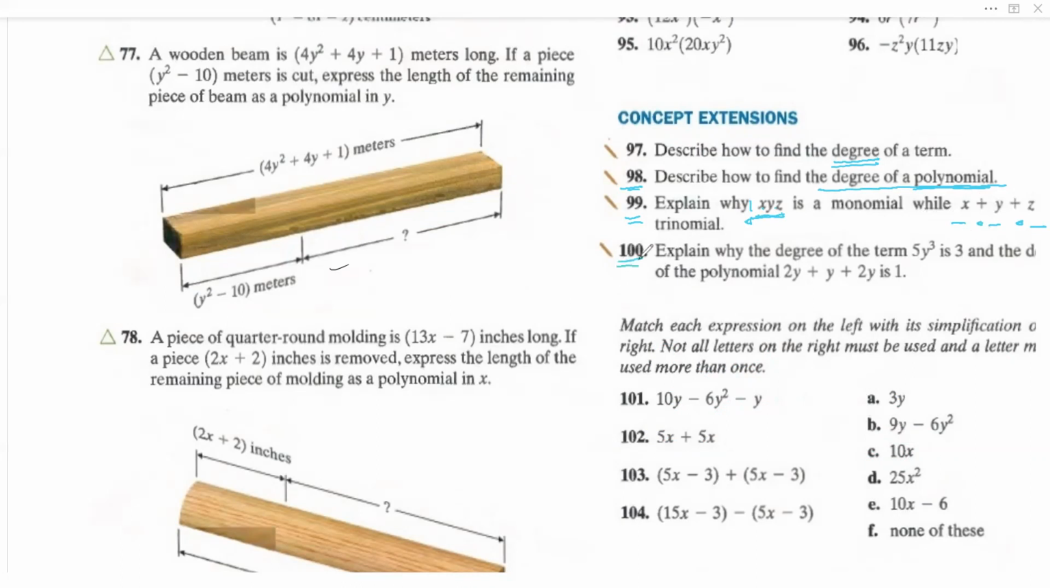Right. 100. Explain why the degree of this term is 3. We just use the exponent of the variable. So of course, this one is 3. And for the polynomial, this one's degree is 1 because the degree of each term in this polynomial is 1, right? After they are combined like terms, it became 5y. So the degree is 1, coming from here, right?